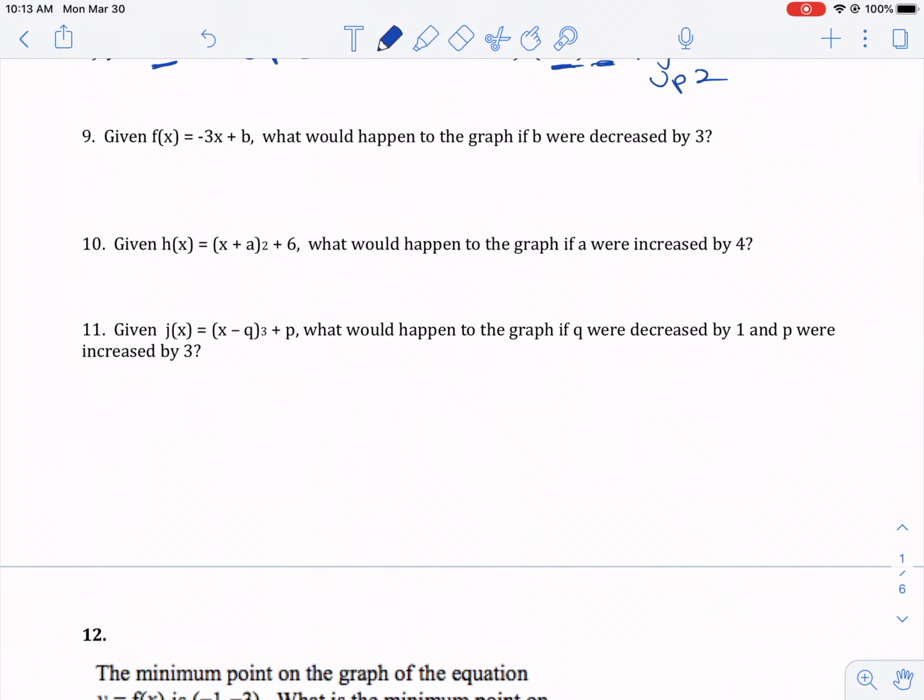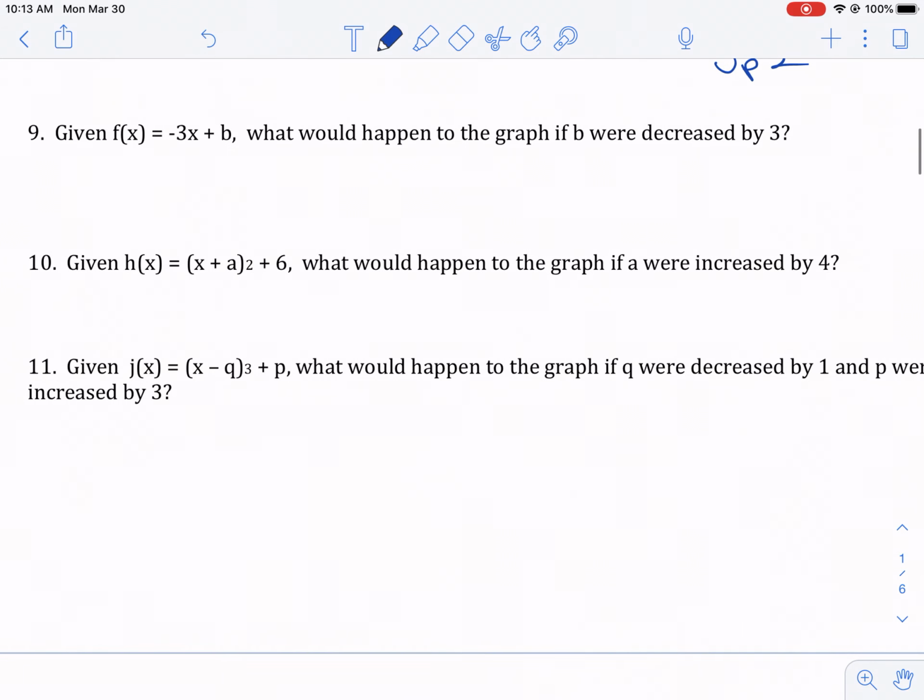All right, number 9. Given that f of x is equal to negative 3x plus b, what would happen to the graph if b were decreased by 3? Since b is not paired with the x, that makes it a vertical shift. So if you take any number and lower it by 3, vertical shifts go the way they appear. So if you're going to decrease the number by 3, it is going to shift down by 3.